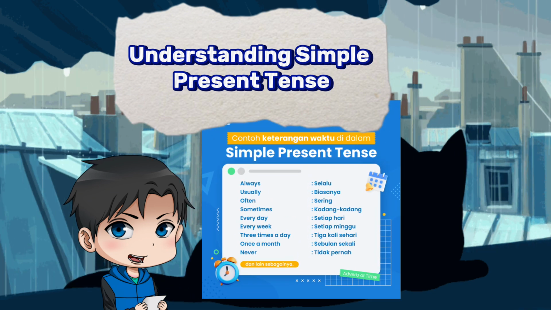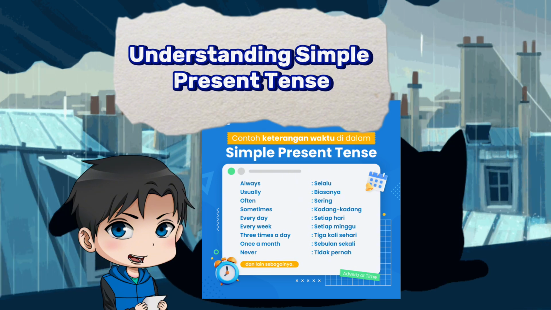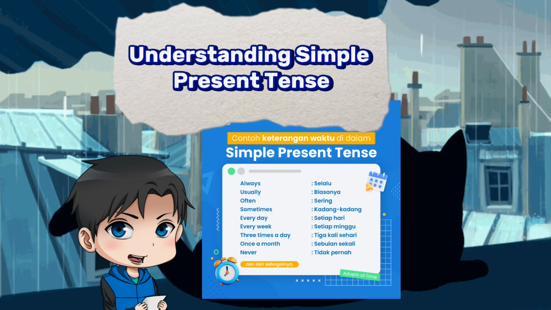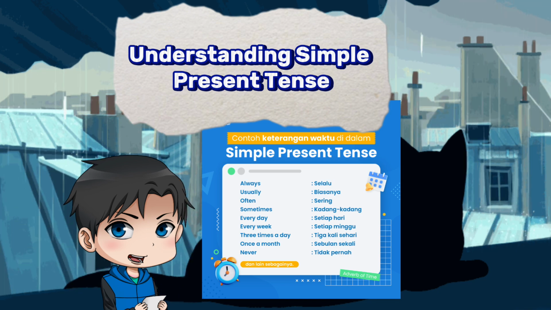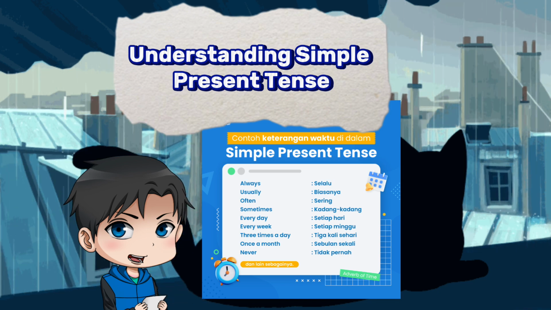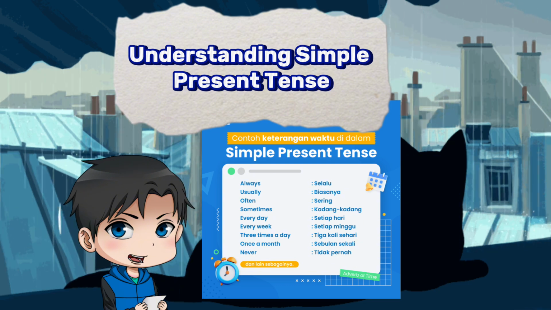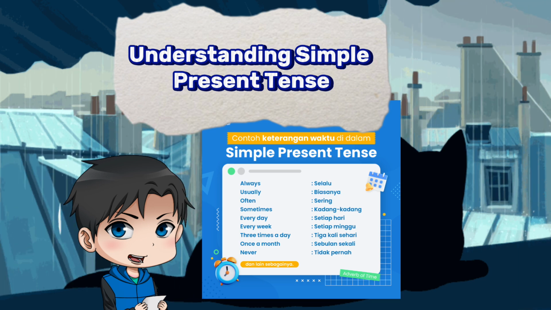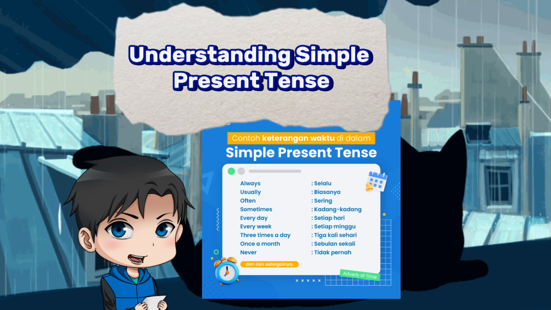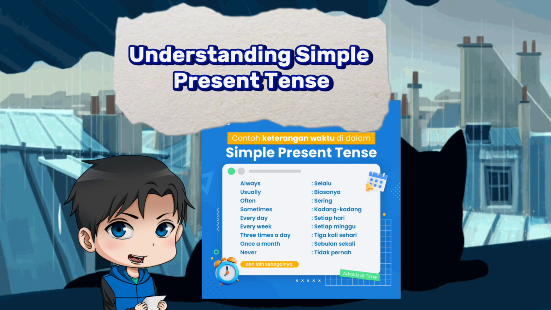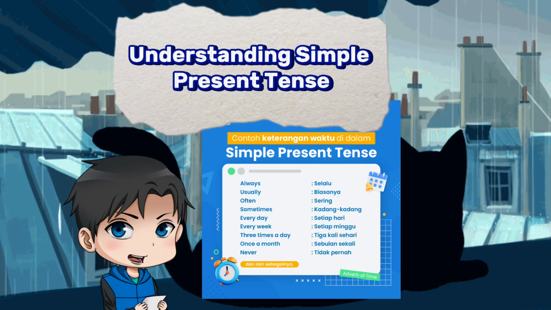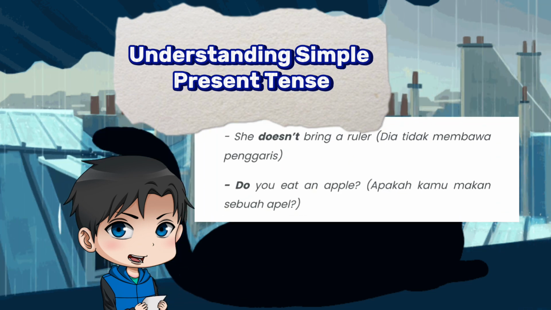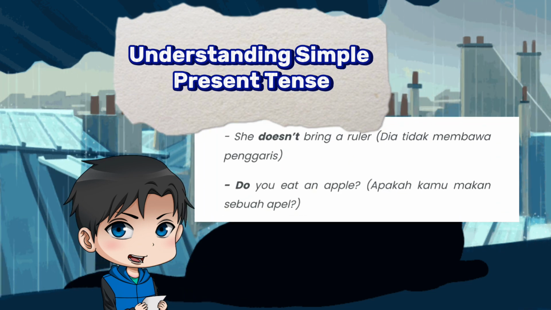To recognize that a sentence is simple present tense, there are several characteristics that we can know. Firstly, present tense sentences use the basic form of the verb, such as run, drive, sit, or play. Second, present tense sentences use the auxiliary verb do or does for negative and interrogative verbal sentences. For example, she doesn't bring a ruler. Do you eat an apple?